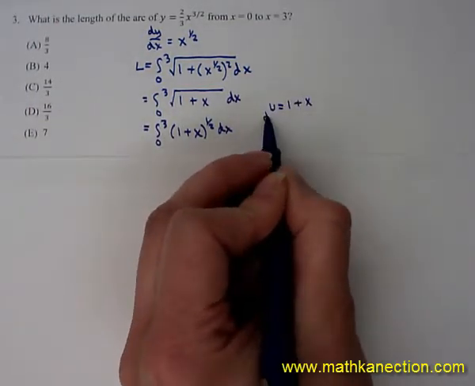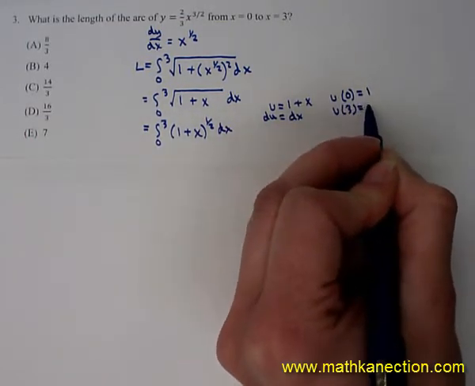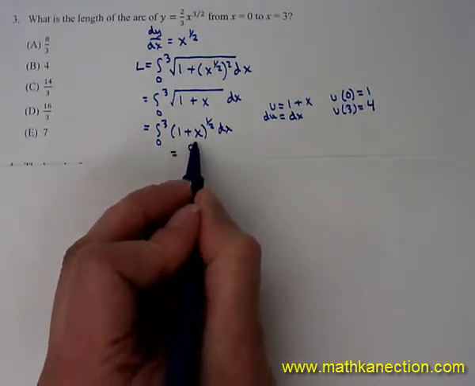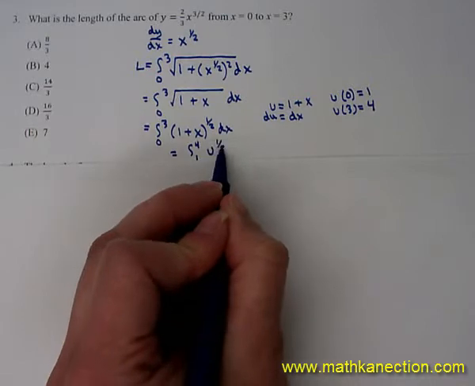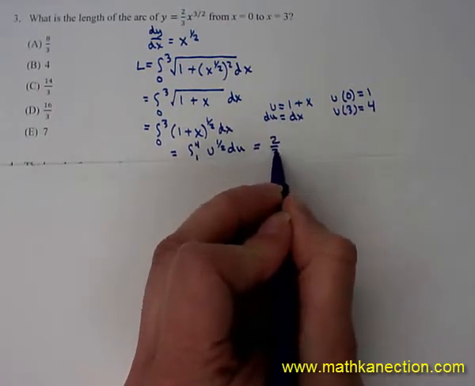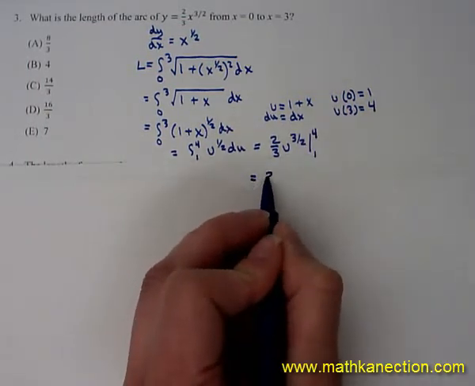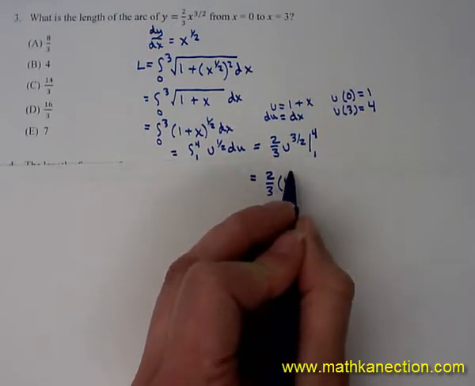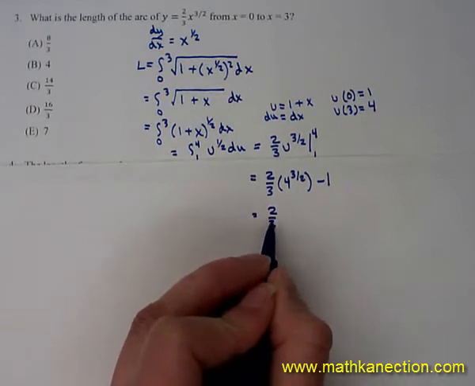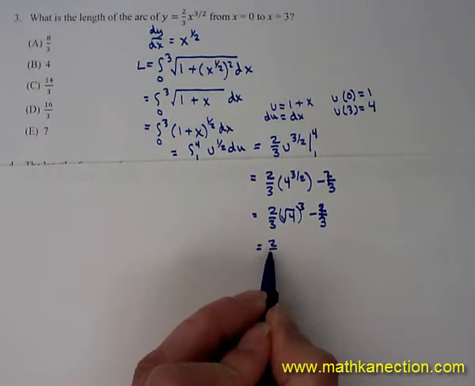Then using u substitution, changing the numbers, we get the integral from 1 to 4 of u to the 1/2 du. Anti-deriving to get 2/3 u to the 3/2 from 1 to 4. Then following the fundamental theorem of calculus, replacing in the value of 4, subtract replacing in the value of 1. And then simplifying our problem to get the answer of 14/3.